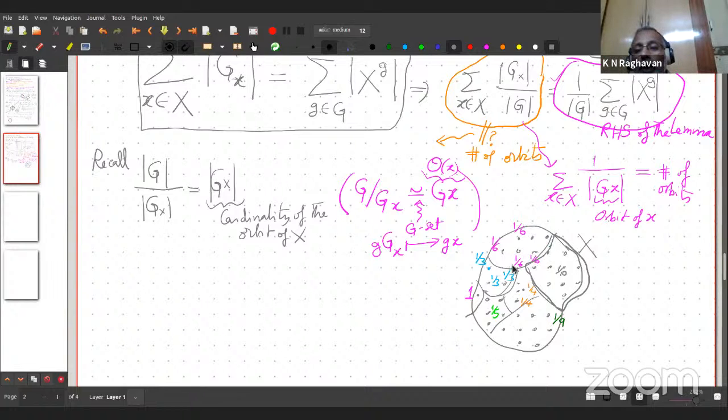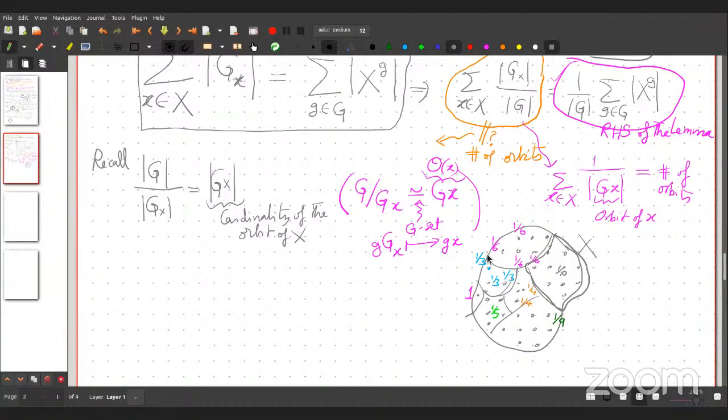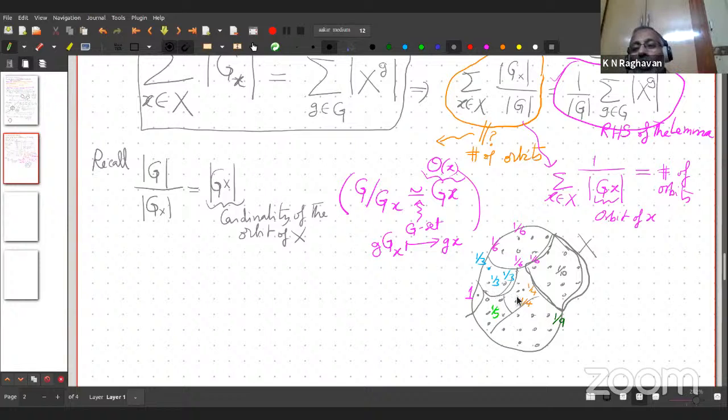When I sum all of these, what do I get? Again 1. When I sum all of these, what do I get? 1. So for each orbit, I get 1. So what do I get here? 1, 2, 3, 4, 5, 6, 7. That's the number of orbits. So when I sum this, for each orbit, we get 1 as its contribution.